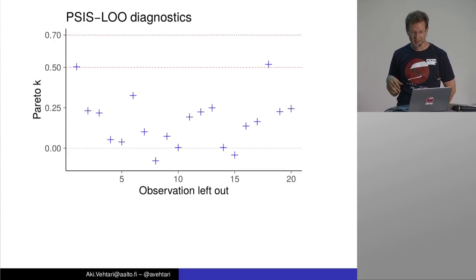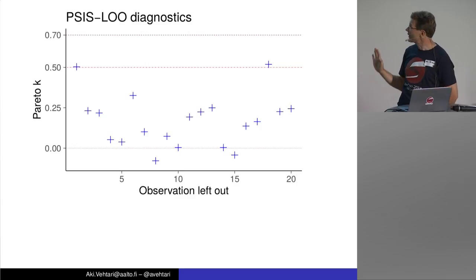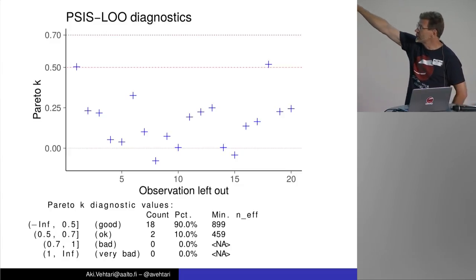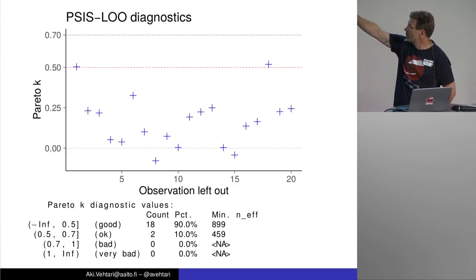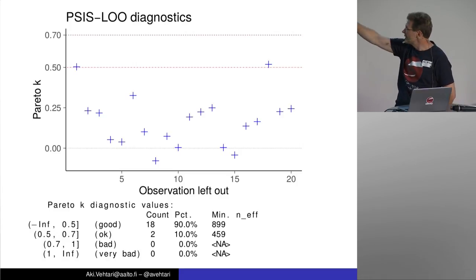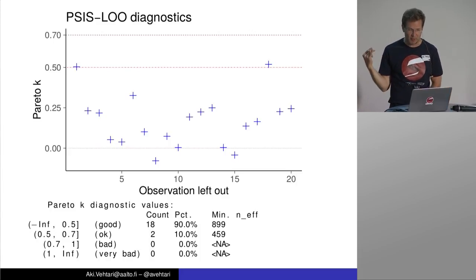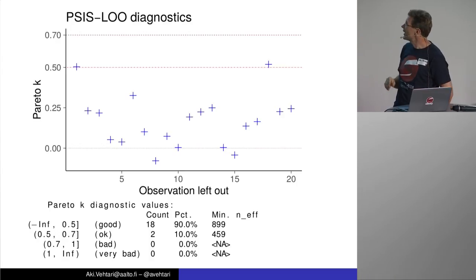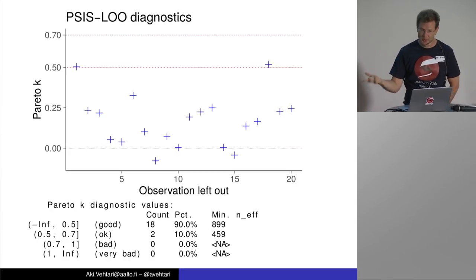But this can be now used as a diagnostic that, okay, that weight distribution is okay to get reliable estimates. And this is what the loo output is also giving. That's actually not shown if all are below 0.5, but if any of them are above 0.5, then we show this summary saying good, okay, bad, very bad, and how many of those were good and how many were okay. We saw also the minimum effective sample size per category. And now there's NA because we didn't have really bad ones. But if you get these bad or very bad, then you should not trust these PSIS-LOO results and you should use K-fold cross-validation.